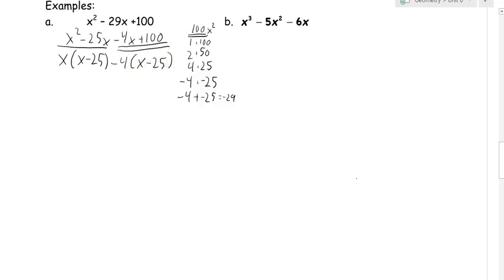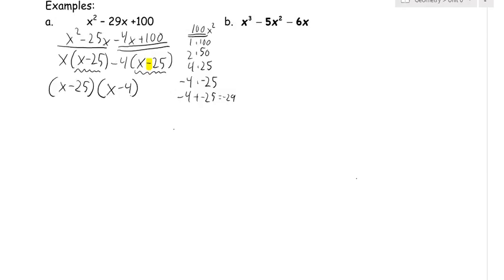Notice that when we factored out the negative 4, we made sure to change the sign inside the parentheses so that negative 4 times negative 25 is positive 100. And we also then have what's inside the parentheses matching. X minus 25 is the same in both sets of parentheses, so we can factor out that common factor, the x minus 25, which leaves us with what they don't have in common, the x minus 4 inside our new parentheses. We have factored.